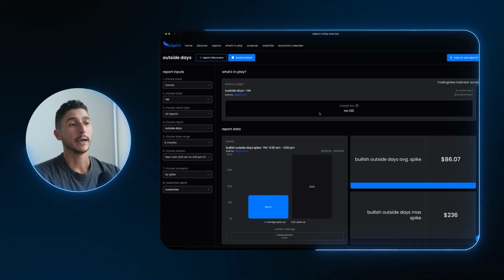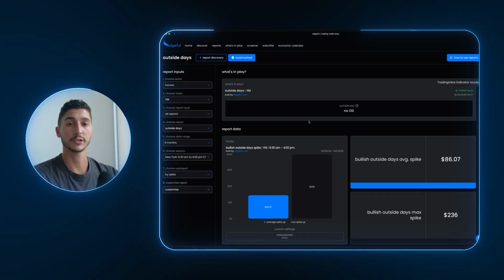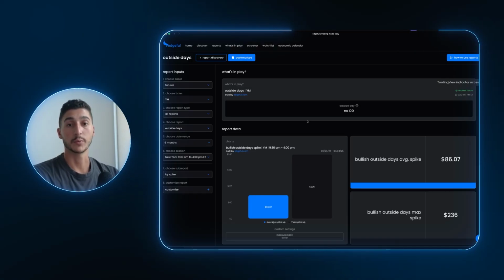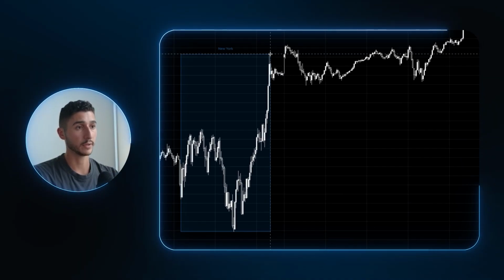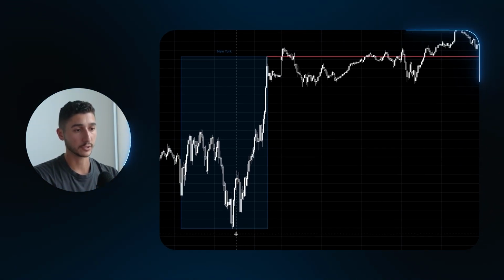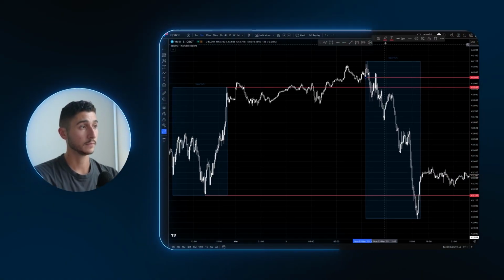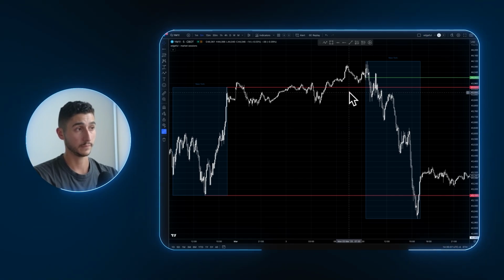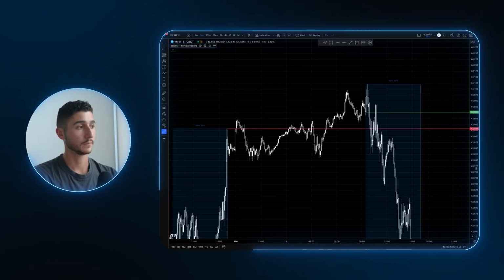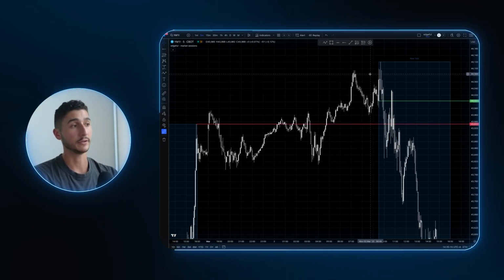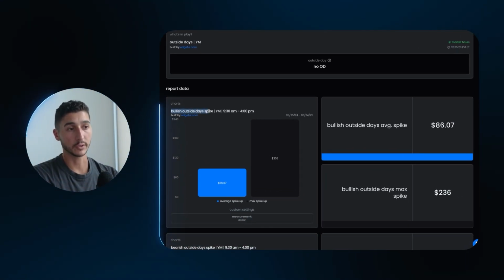Now, an outside day is when price today in this session, today's New York session, opens above or below the previous New York session's range. So you can see here, New York session high. I'm going to plot it out right over here. New York session low is right over there. And today opened above, obviously, previous session's high. Now, when this happens, this is called a bullish outside day because price opened above previous day's high. Now, we have a bullish outside day.